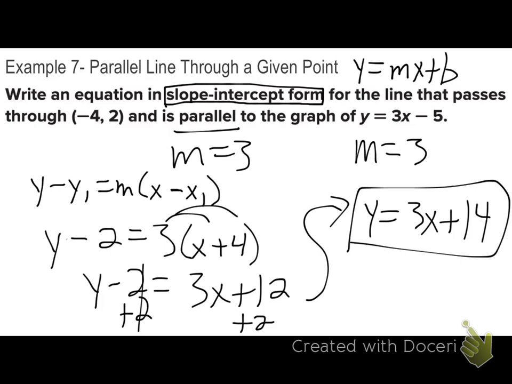Does it have the same slope as this one? Yep. So these are parallel lines. This line is going through the point (-4, 2). Hooray. Any questions on this example?